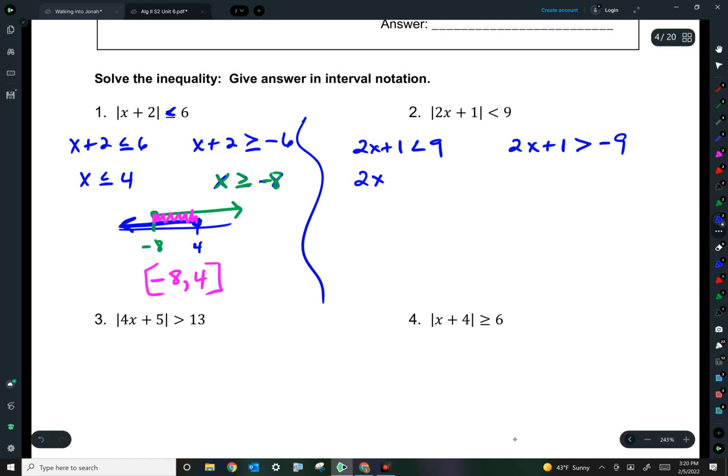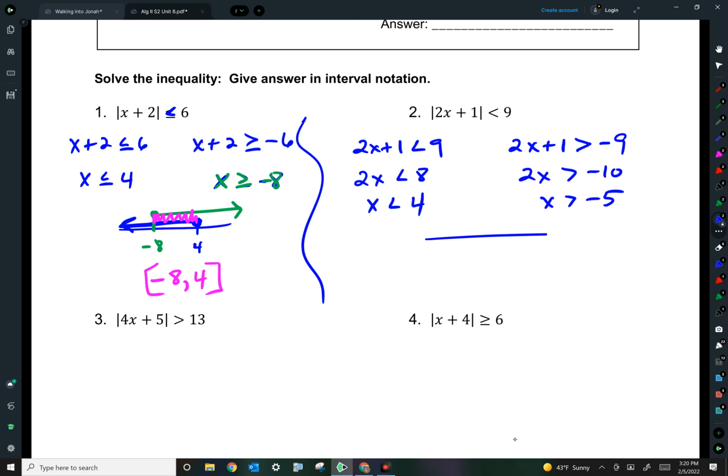Subtract 1, that's going to be an 8, divide by 2, so x is less than 4. Second equation, subtract 1, it's going to be negative 10, divide by 2, so it'll be negative 5. Okay, so again, we need to think about where do these overlap? Well, the first one, if this is 4, I want everything less than 4.